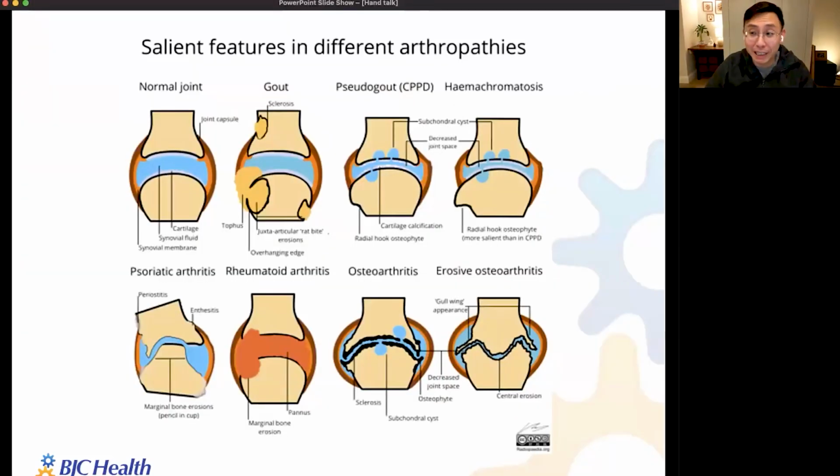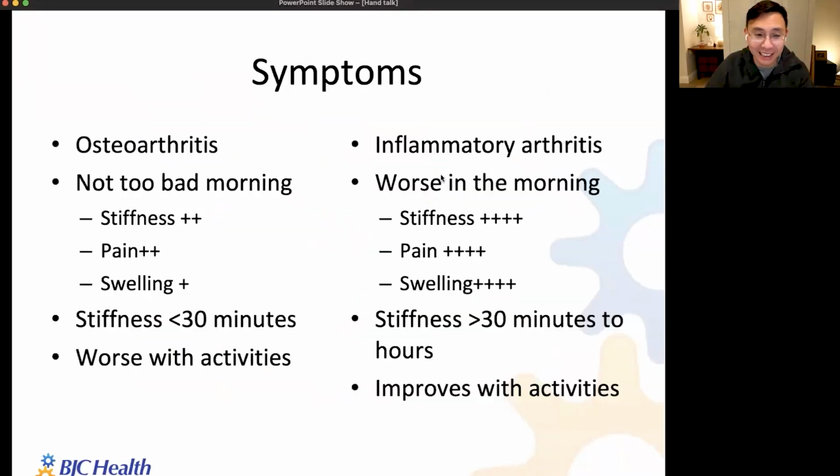Now, there are many other different forms of arthritis, and they look different on X-ray. So I won't go through this slide. And this is what rheumatologists do when we look at X-rays.